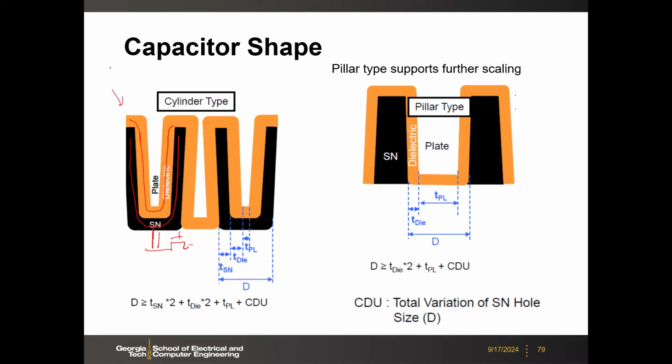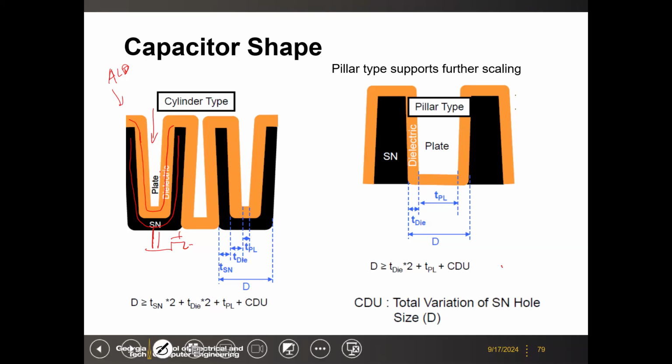By the way, the fabrication is all ALD, okay? Atomic layer deposition. Therefore, you can cover this very high aspect ratio hole. And then you deposit the plate metal. Then you get the capacitor, okay?